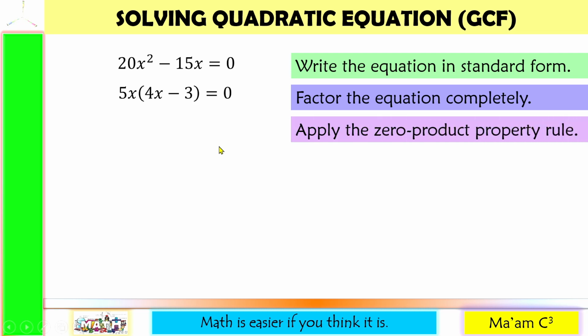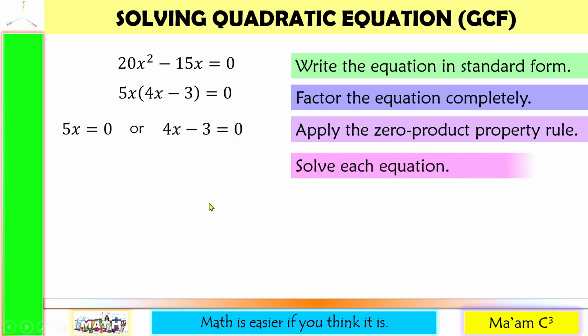Step 3, apply the zero product property rule. So the first factor, 5x, let us equate that to 0. Or the second factor, let us also equate this to 0. Step 4, solve each equation. Let's have the first one. We have to solve the value of x. We have to eliminate this 5 here. So what we are going to do is to divide both sides by 5.